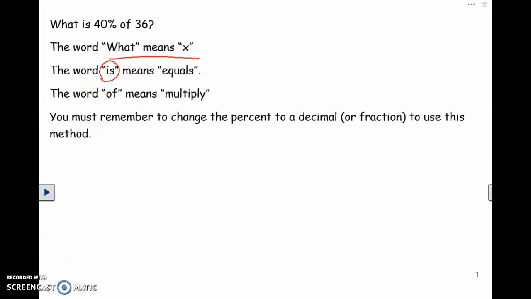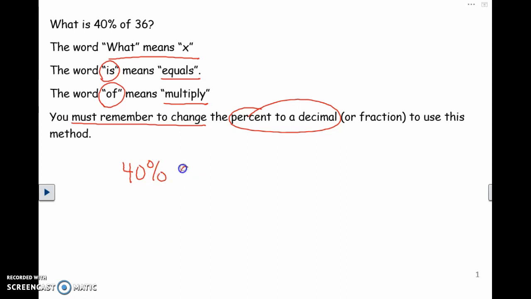Is, you already know that. What do you think it means? Yes, it means equals. We talked about this. Of means multiply. And you must remember to change the percent to a decimal or a fraction. You can always change it to a fraction. So let's try this. First of all, we're looking for 40% of 36. So I'm going to change my percent to a decimal by moving the decimal 2 places to the left. Really, I'm dividing by 100. I've got 0.4. Of means multiply, so I can use a dot or parentheses, and I'm going to write 36 in here.